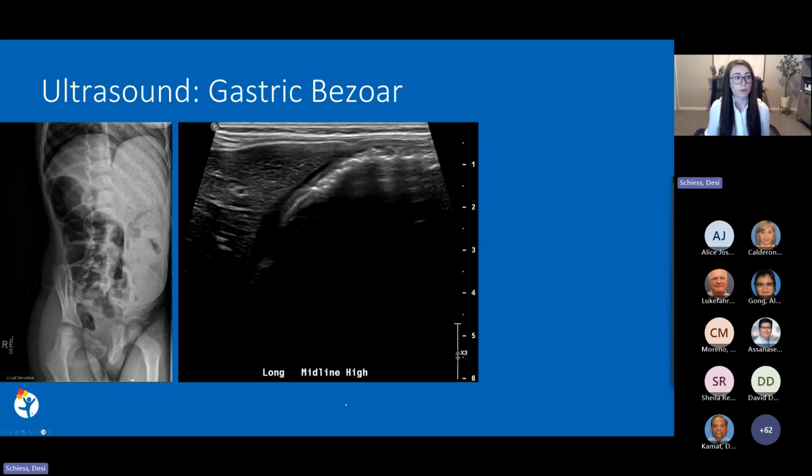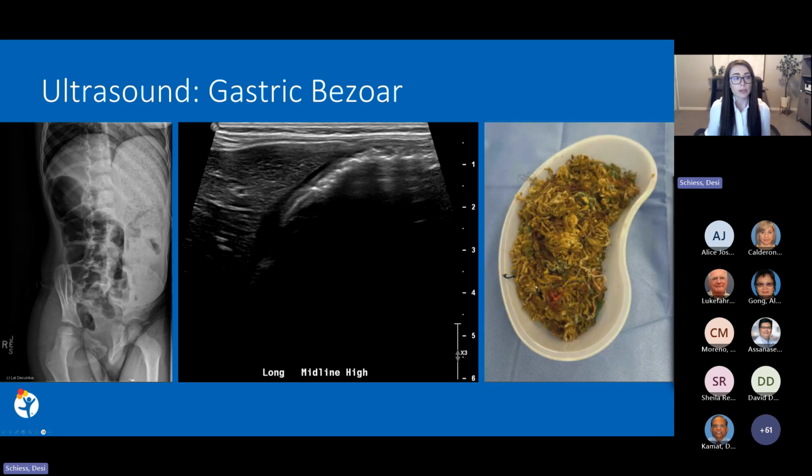Ultrasound can also assess for ingested foreign material such as bezoars. This patient had gastric distension with mottled material on X-ray, and ultrasound showed echogenic material in the stomach with posterior acoustic shadowing. This is what was removed from the patient in the operating room, and it turned out that the patient had been eating carpet fibers.